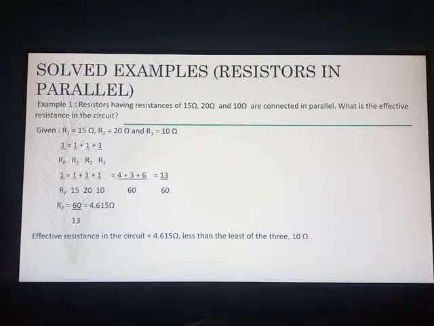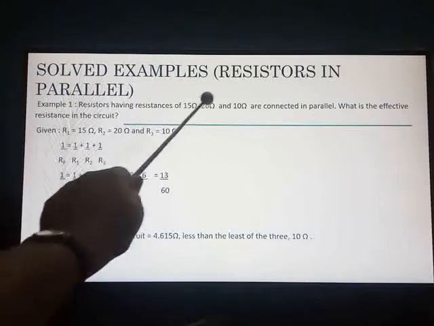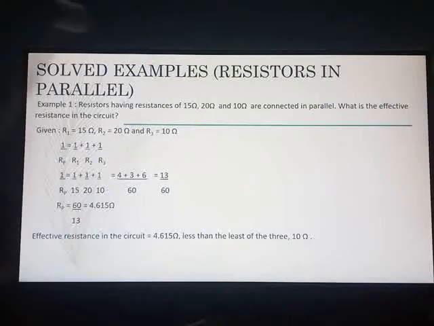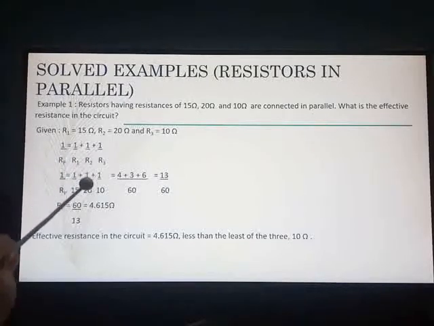As we have solved for the previous sum, you will write R1, R2 and R3 values, 15 ohm, 20 ohm, 10 ohms, and they are connected in parallel. So you are going to use the formula 1 upon Rp is equal to 1 upon R1 plus 1 upon R2 plus 1 upon R3. Substitute the values of R1, R2, R3. So you will get 1 upon Rp is equal to 1 upon 15, 1 upon 20 plus 1 upon 10.